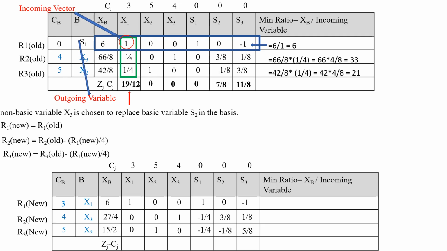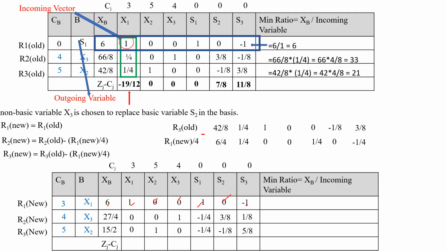So next we have to look for the third row, that is R3 new equal to R3 old minus R1 new divided by 4. So first I have to write down the R3 old elements, that is 42 by 8 and 1 by 4, 1, 0, 0, minus 1 by 8 and 3 by 8. So next I have to write down the R1 new divided by 4, that is 6 by 4, 1 by 4, 0, 0, 1 by 4, 0 and minus 1 by 4.